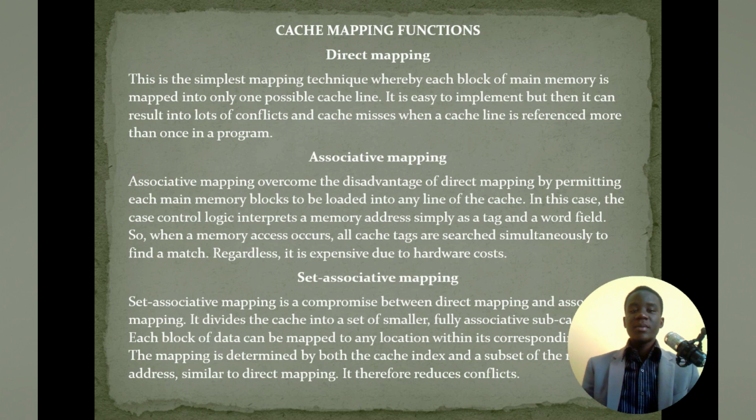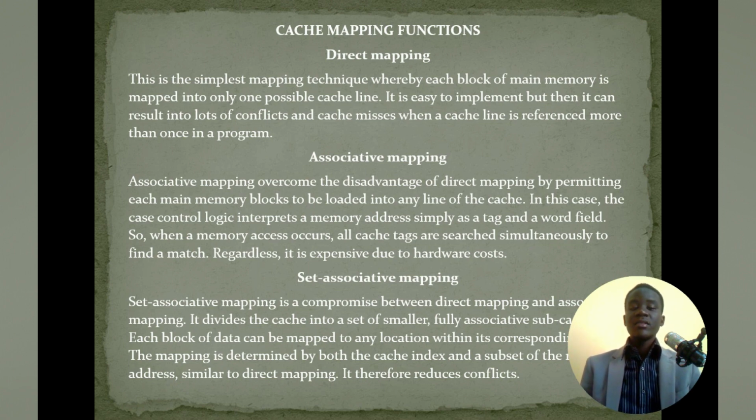Now associative mapping comes in to overcome the disadvantage of that by permitting each main memory block to be loaded into any line of the cache. It loads it into any line. So there are reduced cache conflicts, because you can access any of it.